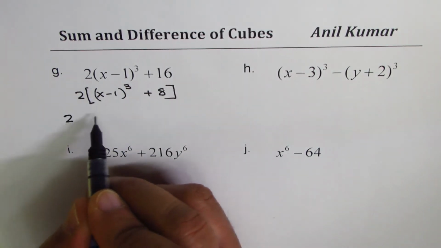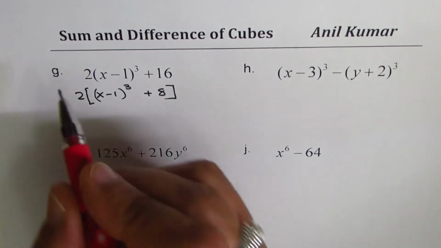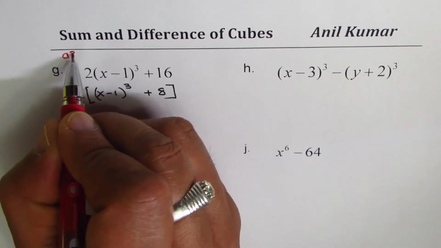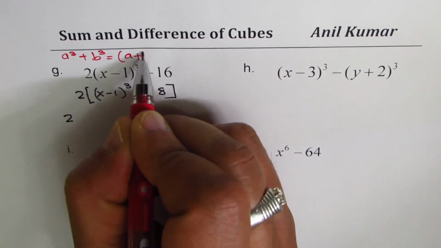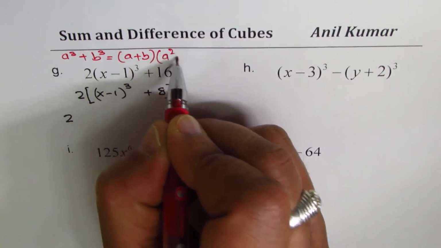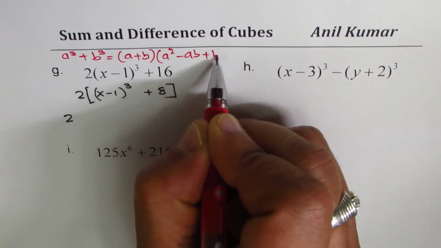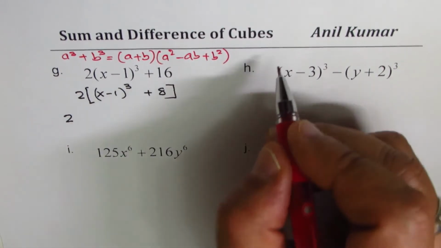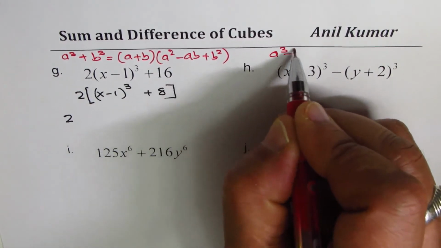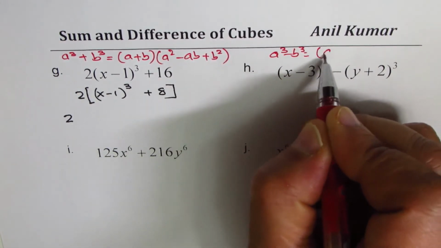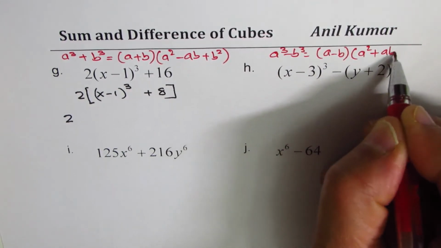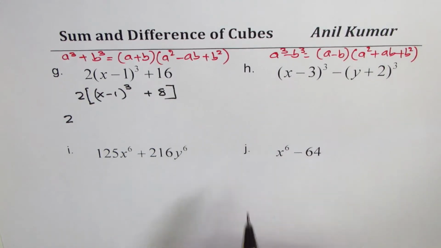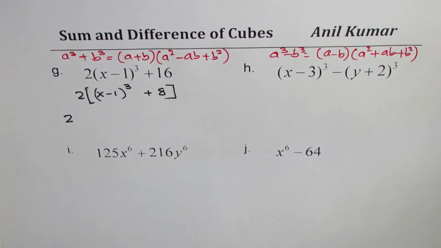So let me rewrite the formula here for our reference. A cube plus b cube equals a plus b times a squared minus ab plus b squared, right? And here, the difference of cubes is a minus b times a squared plus ab plus b squared. Is it okay? Fine. So let's continue.